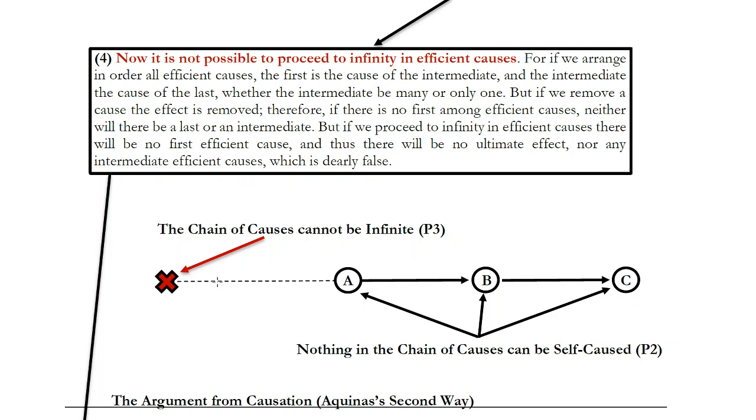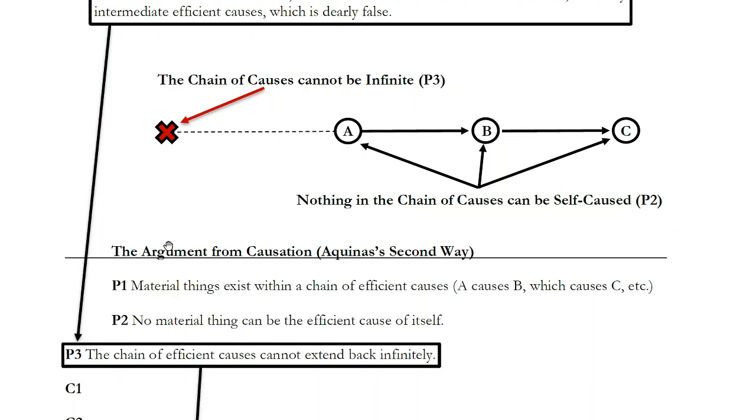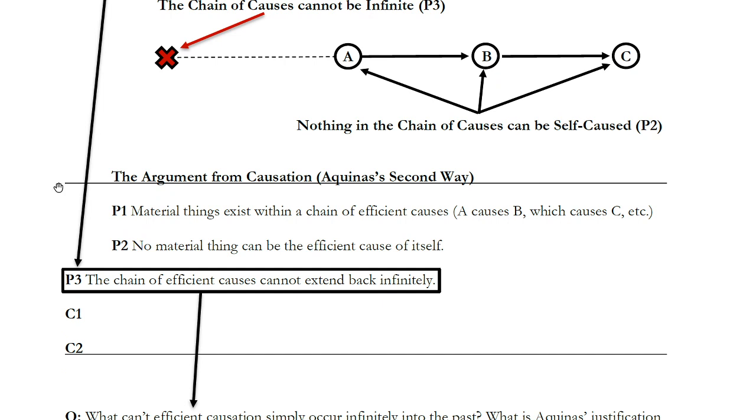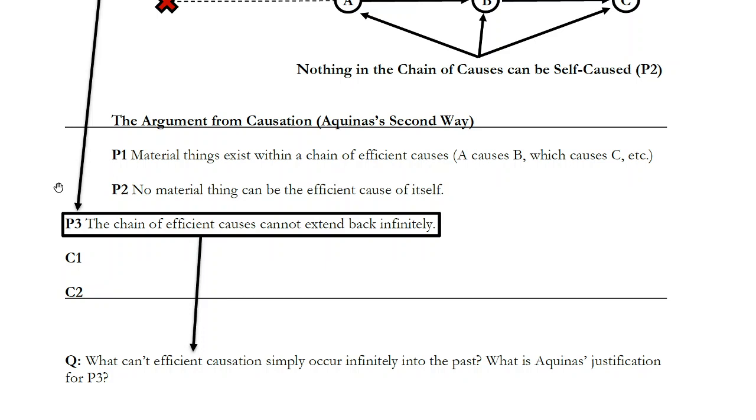Well, we see here Aquinas rejects this possibility as well. His third premise of the argument, after he said that material things exist within a chain of efficient causes, and no material thing can be the efficient cause of itself, is that the chain of efficient causes cannot extend back infinitely. The universe cannot be infinite. And this is probably one of the most fundamental claims of all cosmological arguments.